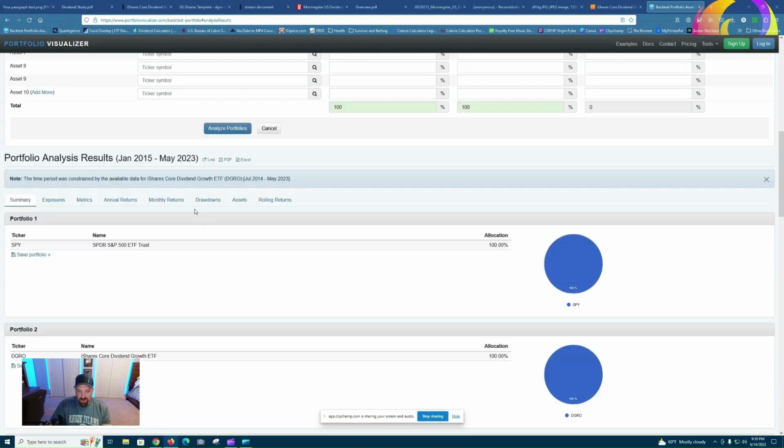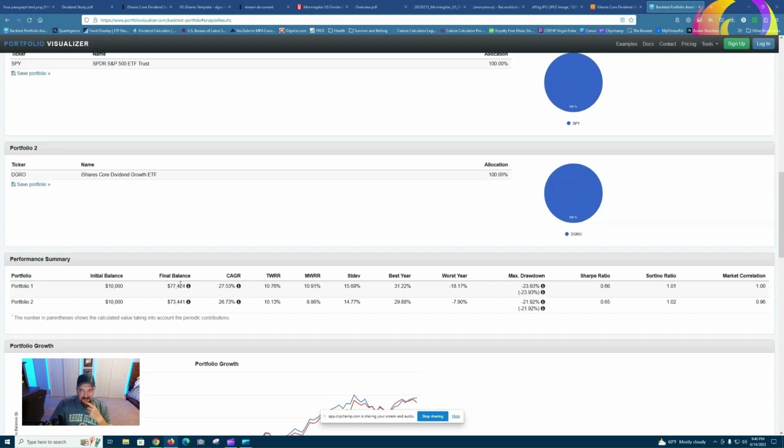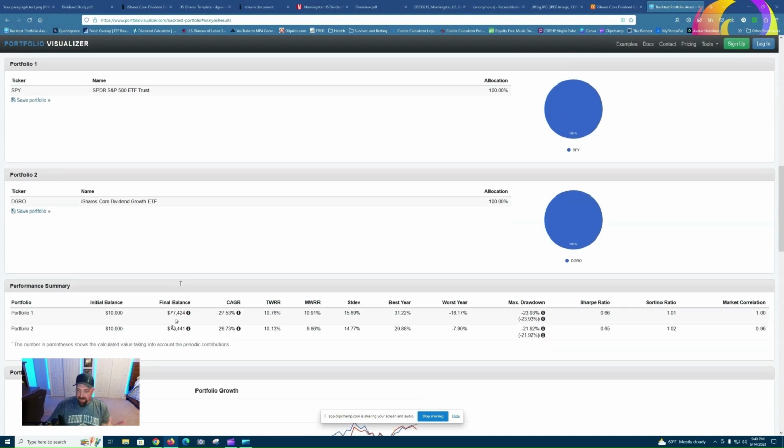So SPY versus DGRO. So far, you can see it's about the same. Like I said, the first 10 years, they're pretty close, right? So it takes a long time. After 10 years, then you start to see those compounding effects of the dividend kick in. Nobody can predict the future, but it's a different idea. You're valuing the appreciation of the dividend along with the stock.